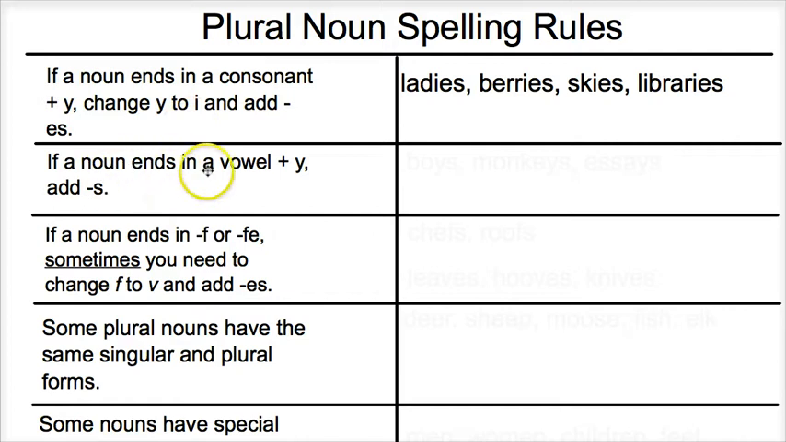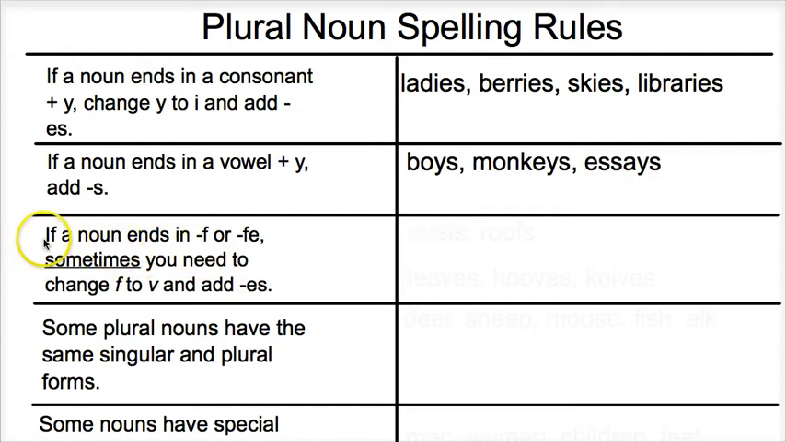However, if your noun ends in a vowel and y, you just simply add s. Like in the word boy, you would just add an s to make it boys. Monkey, you just add an s to make monkeys. An essay, you just add an s to make it essays.